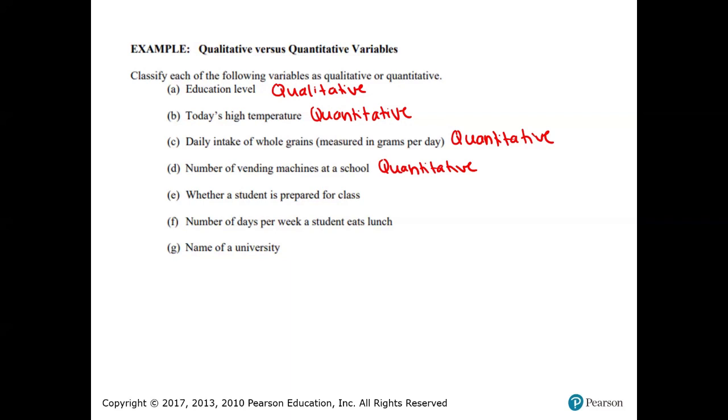Okay, whether a student is prepared for class. That is either yes or no. So that is qualitative. Yes or no is a word response. I cannot run any calculations. F, the number of days per week a student eats lunch is a number that I could run calculations on. Quantitative. And the name of the university you attend is word data, so that is qualitative.